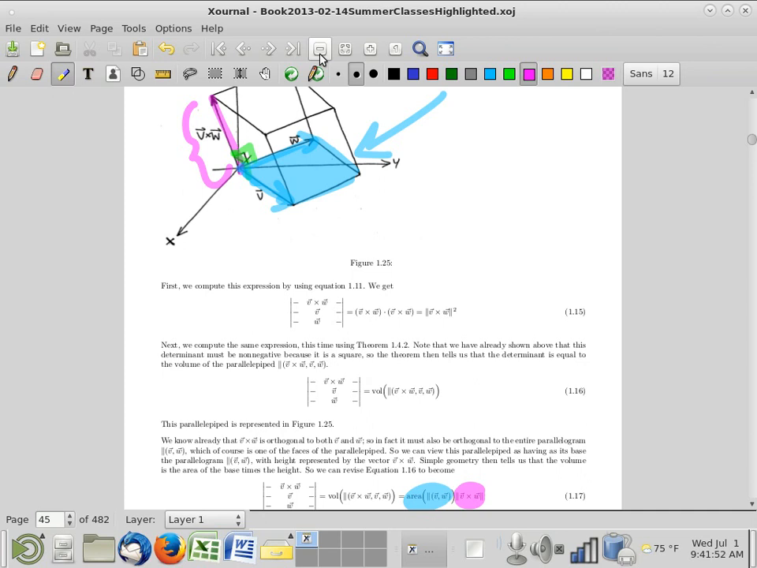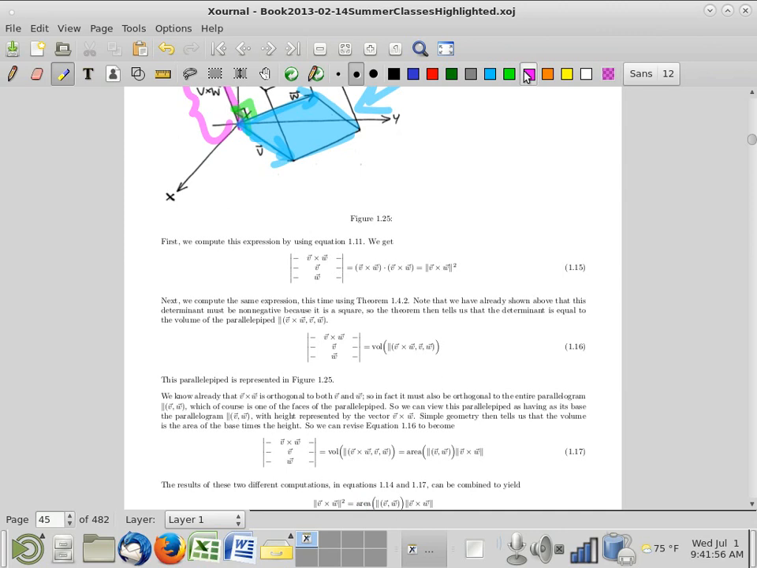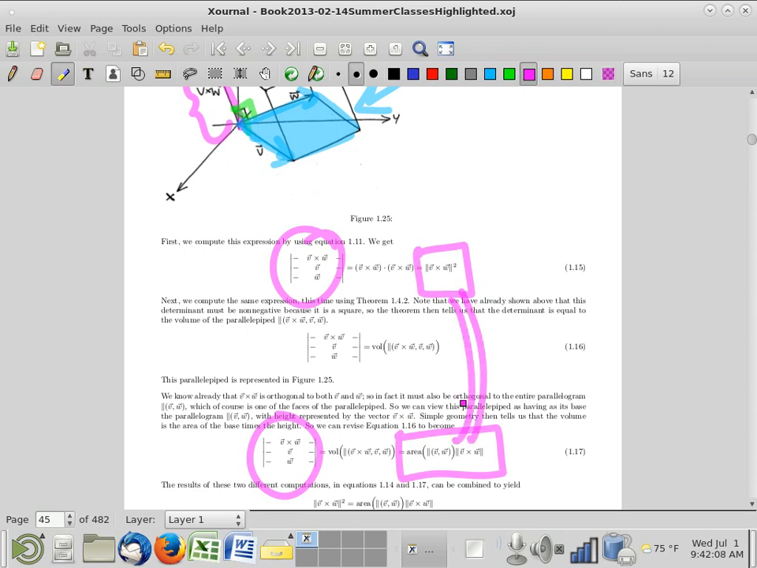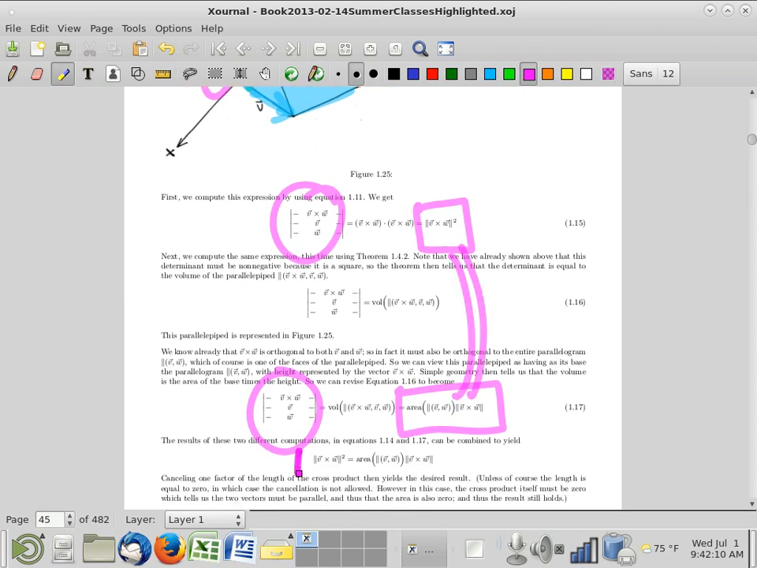Okay, so I've now, again, computed this same thing two different ways. I computed that volume, that determinant. On the one hand, it's equal to this. On the other hand, it's equal to that, and therefore these two things are equal to each other, as we see here.